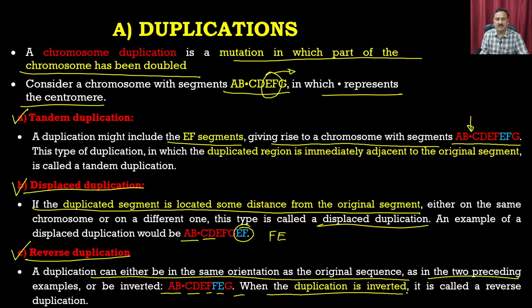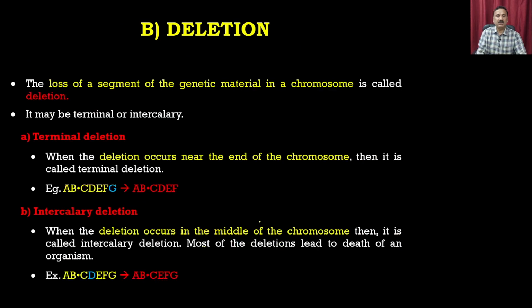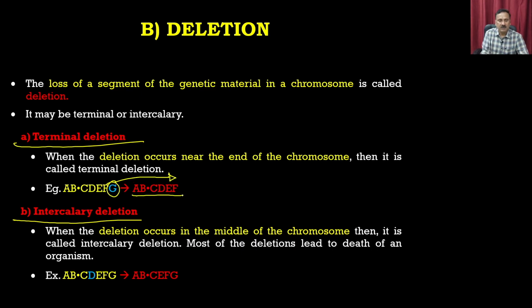So when the duplication is inverted, it is called reverse duplication. Then we have a deletion. Deletion could be a loss of a segment of the genetic material, and this is called deletions. It could be a terminal deletion, or it could be an intercalary deletion. In a terminal deletion, like A, B, C, D, E, F, G, the G is going to be deleted, right? So this is going to be your mutated chromosome.